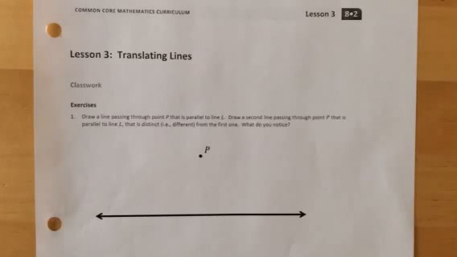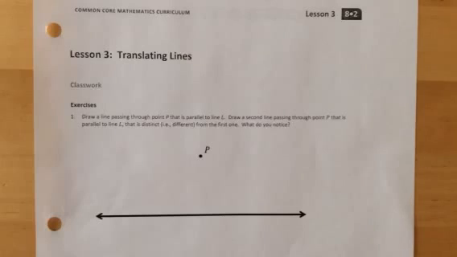Okay, this is lesson 3, and we are going to talk about translating lines. In the last lesson, we learned about translating along a vector, and we saw what happens to angles and points and lines there. And now we're going to talk about lines a little bit more specifically.